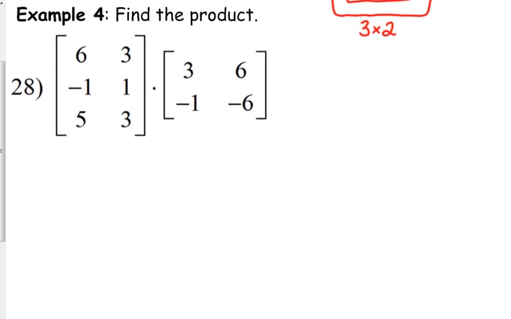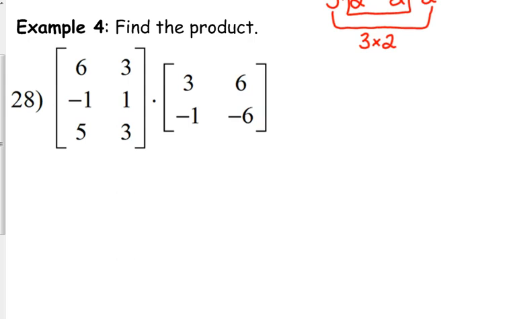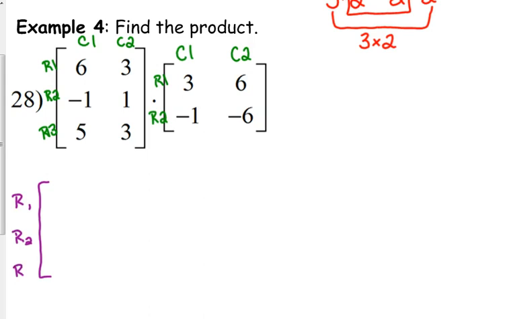All right, now let me show you how this works. And this is why it's very important that you understand and remember how to name these things, because I'm going to go through and label my rows and my columns as I'm doing this. Okay, so I said my result's going to be a 3 by 2, so I'm going to write myself a 3 by 2 here, but I'm going to spread out my columns pretty wide so that I've got plenty of room to work. Okay, so that's how I set up these problems when I'm doing them.